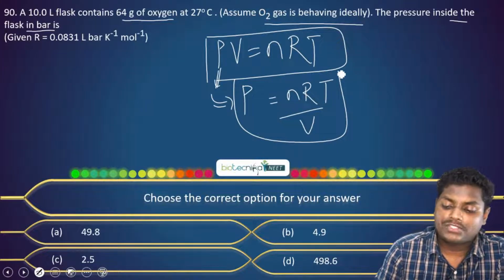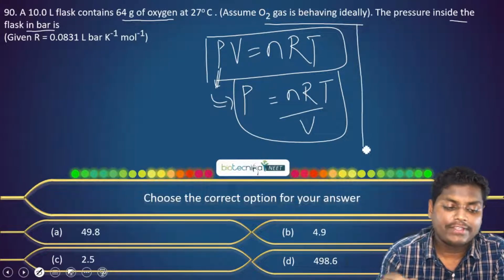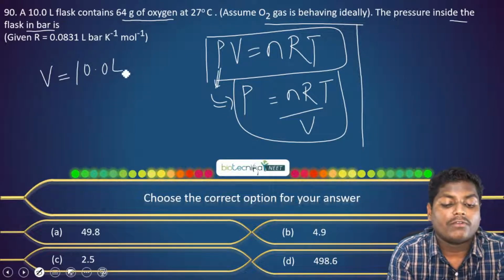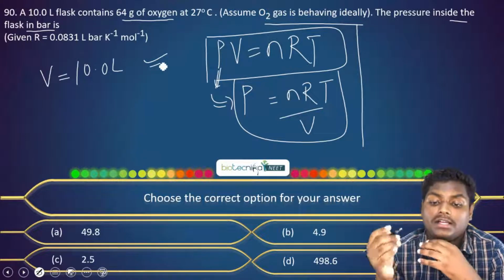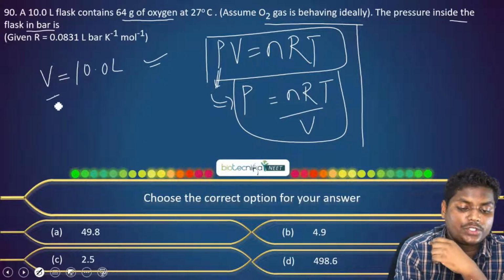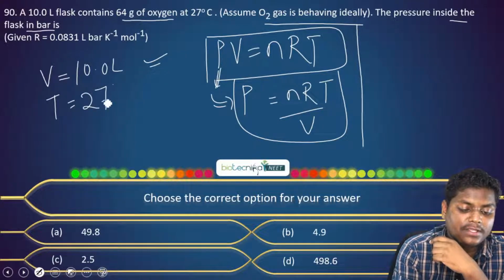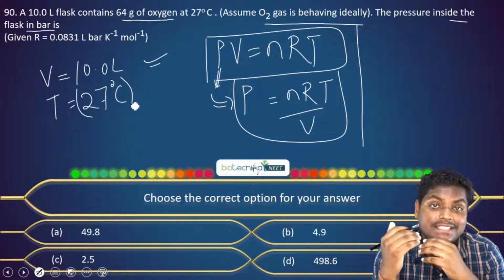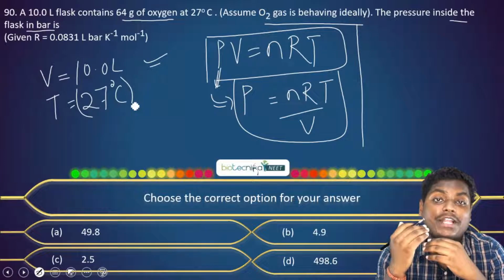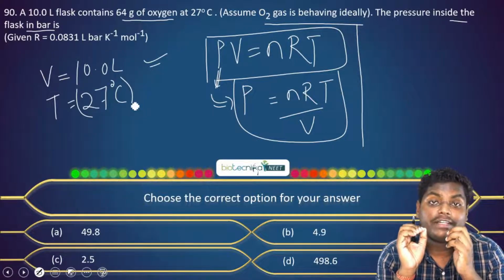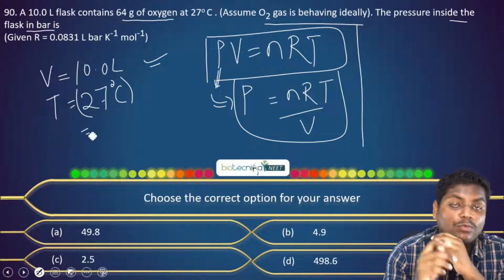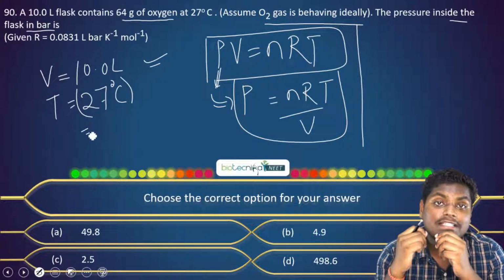So what are the values that we need here? They have given us volume. The volume is given to us as 10 liters. And they are saying the temperature to be 27 degrees Celsius. Now, this is also an important thing that you might miss sometimes when you are calculating temperature. Always remember to convert it to Kelvin. So these are very small things, but when you are solving this, you might miss them.